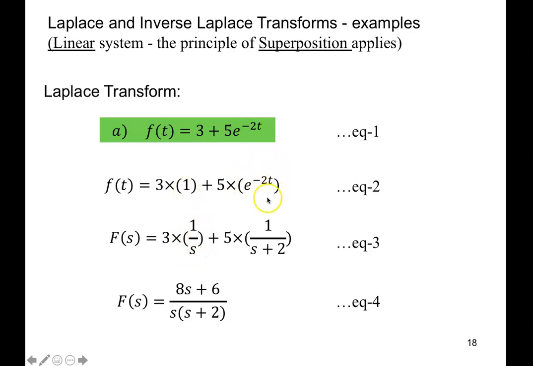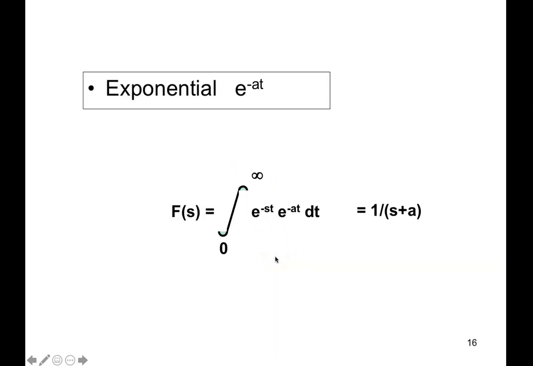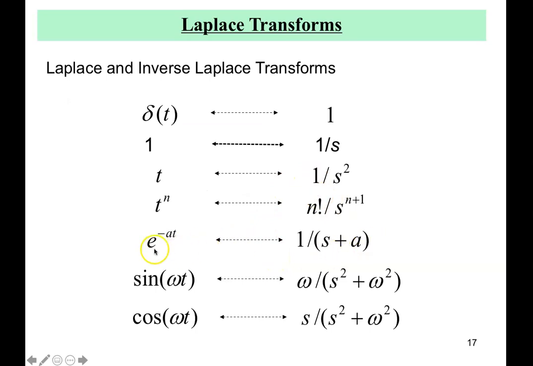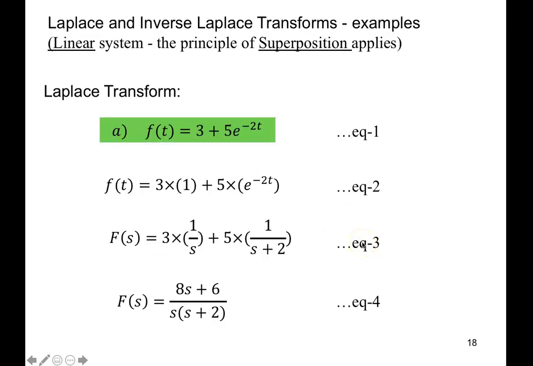The Laplace transform of 2e to the power minus 2t is 1 over s plus 2. If I go back one slide, e to the minus at, where a is 2, gives 1 over s plus 2. Then you reorganize: this becomes 3 over s, and this becomes 5 over s plus 2, as shown in equation number 3. These are two terms that add together, and I can find the common denominator and merge them.